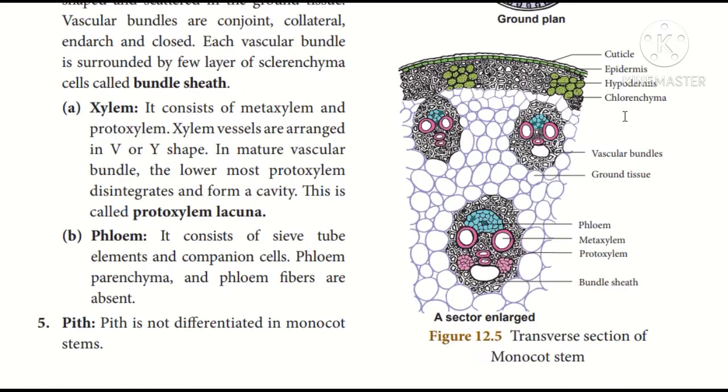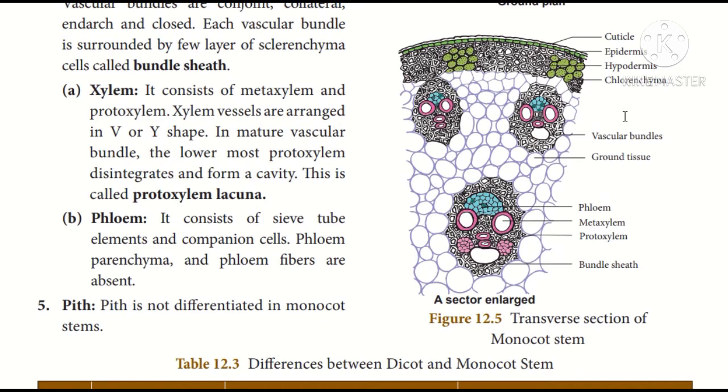For the transverse section of the monocot stem, as usual, the outermost covering is called the epidermis. It is made up of a single layer of parenchymatous cells, and it is covered by a layer called the cuticle, which is waxy in nature. Very important: multicellular hairs are absent, and the stomata are less in number. Sometimes the stomata may be present, and if they are present, they are very few, but multicellular hairs are usually absent in the epidermis of the monocot stem.